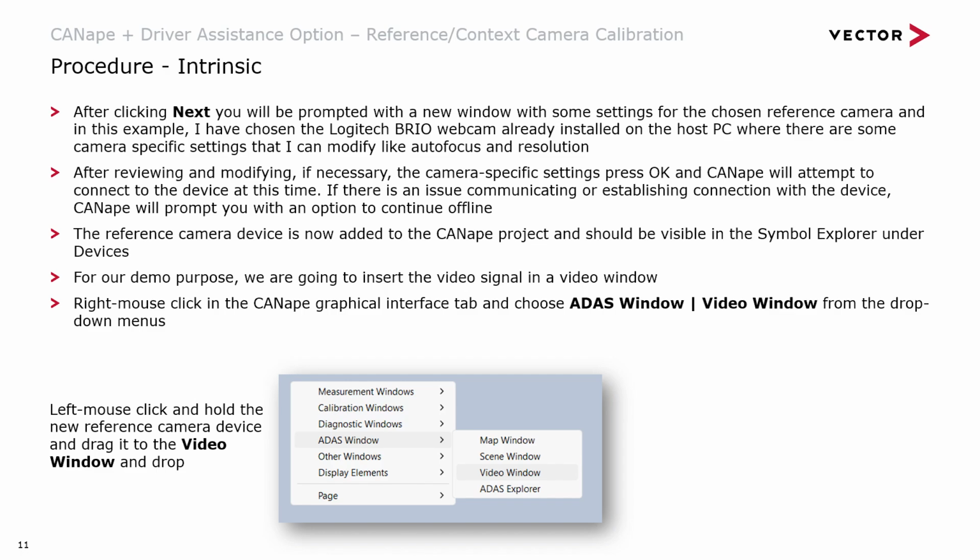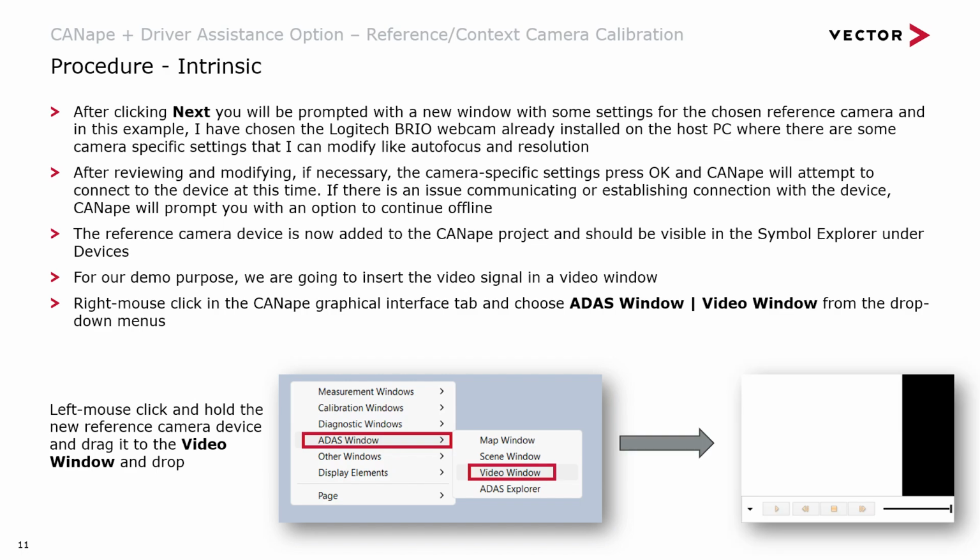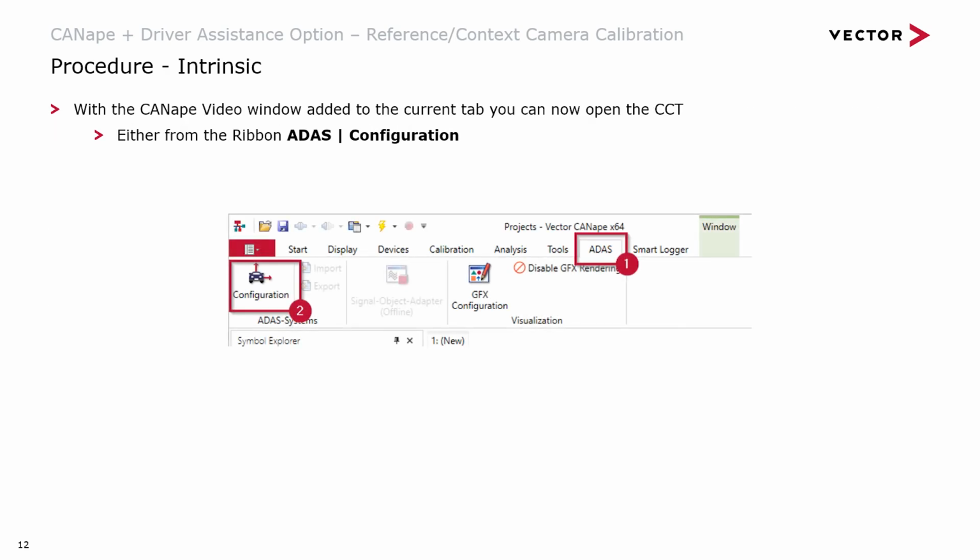The reference camera device is now added to the CANape project and should be visible in the Symbol Explorer under Devices. Right mouse click in the CANape Graphical Interface tab and choose ADAS window, Video window from the drop-down menus. Finally, left mouse click and hold the new reference camera device and drag it to the video window and drop. Now, we are ready to open the CCT within CANape and begin the calibration procedure.